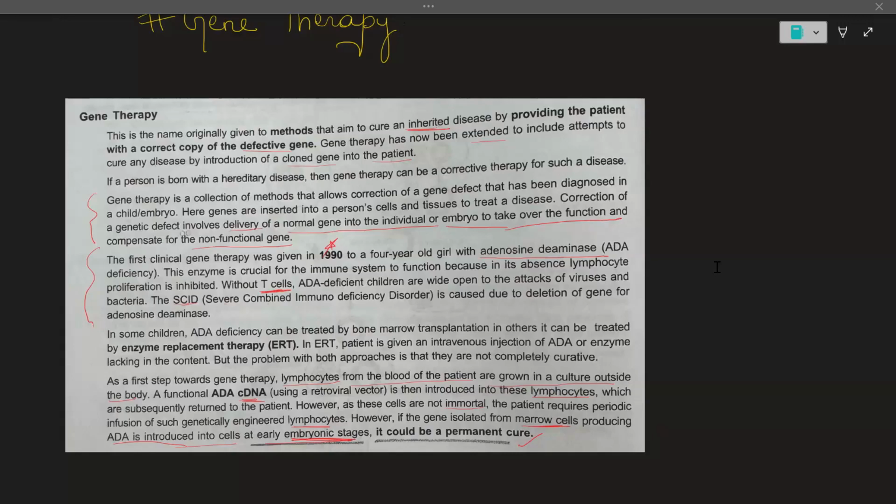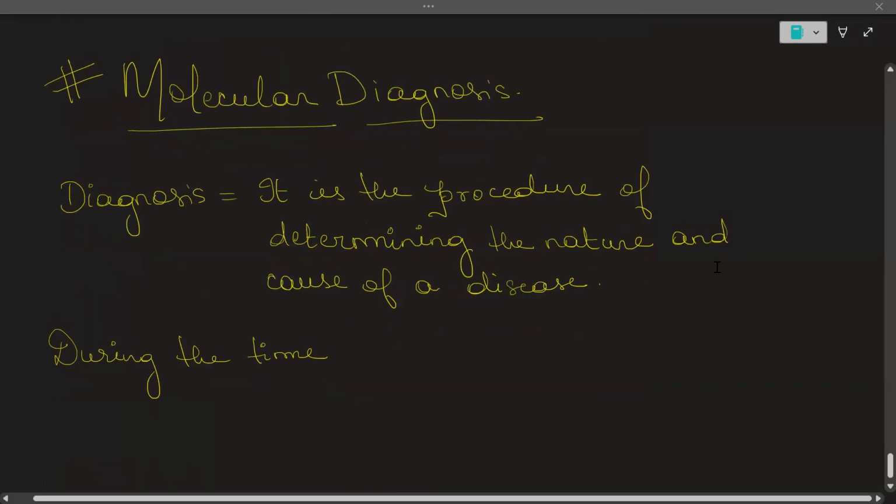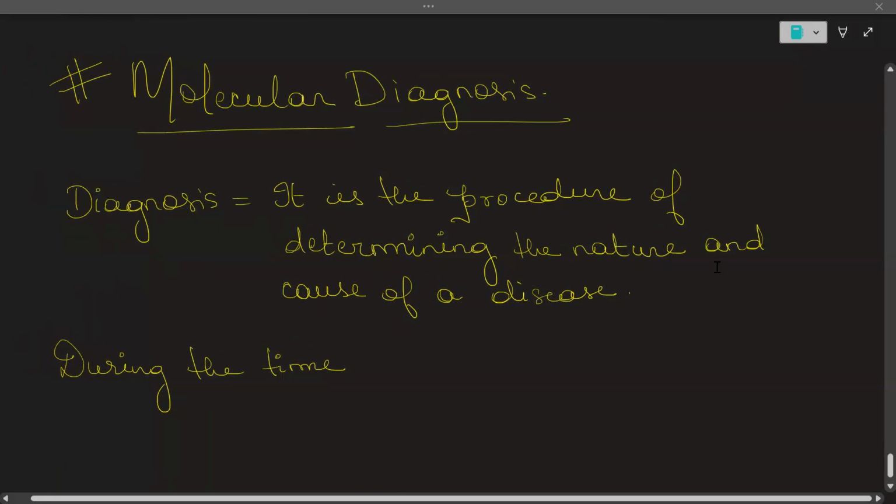What are the uses of it? Now, did you people have any doubts in that? No, ma'am. Okay. Now, the next thing that we are going to discuss is molecular diagnosis.